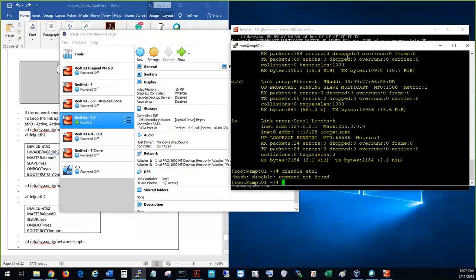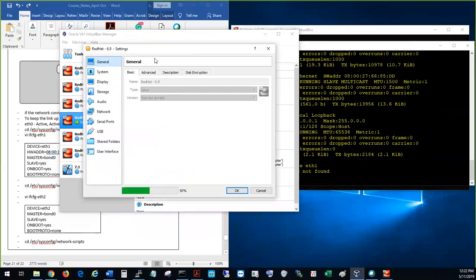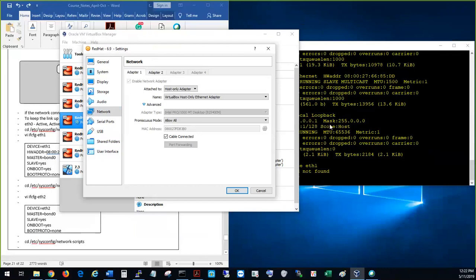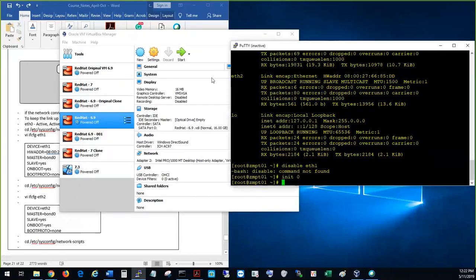Okay, so let me shut it down and then restart that way. So what I'm going to do is I'm going to take away ETH0, ETH1 here, and then we'll start again and see if it's going to keep the IP address. Okay, I'm going to uncheck this, and then I'm going to restart the host.